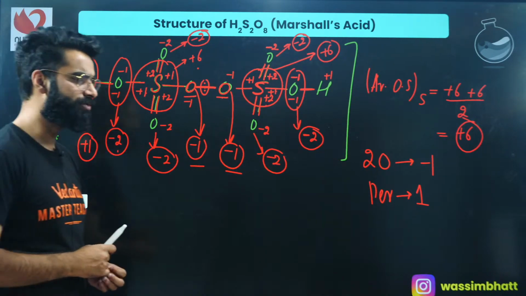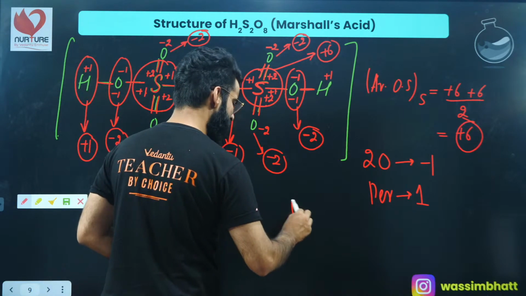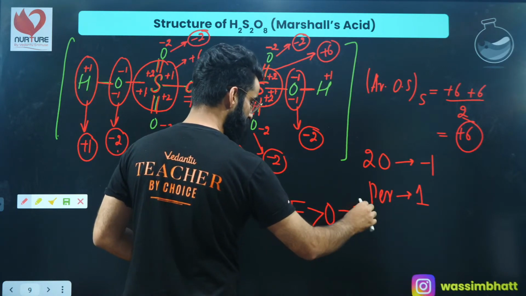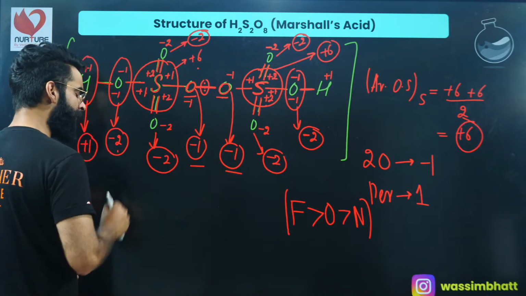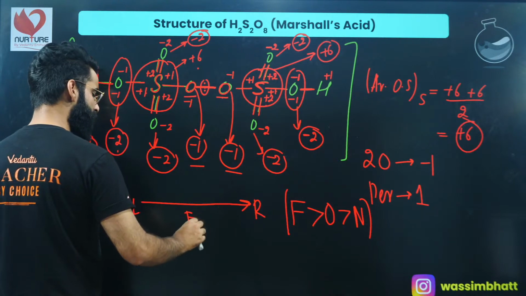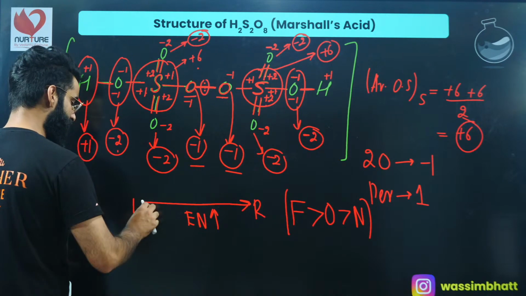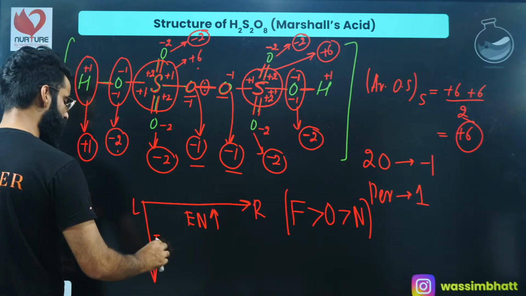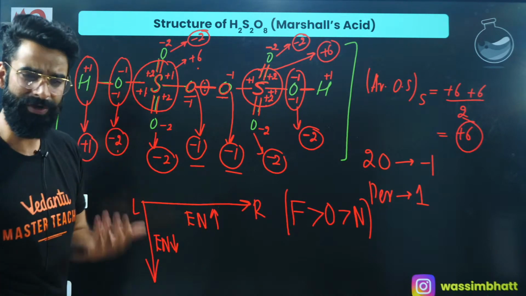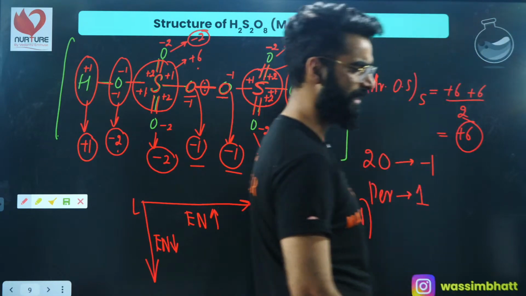Now Vivek is asking how to check which element is more electronegative and which element is less electronegative. Vivek, remember, fluorine is the maximum electronegative element among all the elements in the periodic table, followed by oxygen, followed by nitrogen. Do remember this thing, and at the same time remember one more thing. On moving from left to right in the periodic table, generally electronegativity increases. On moving from top to bottom, electronegativity decreases. Just remember these two things. You can easily check which element has more electronegativity and which element has less electronegativity among all. I'm sure this is again clear to you, right?